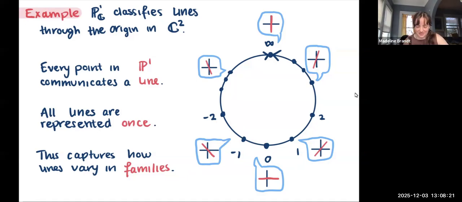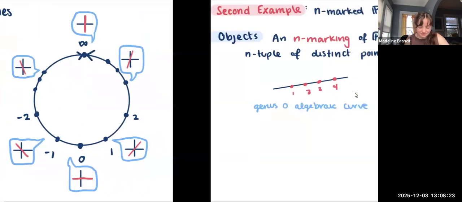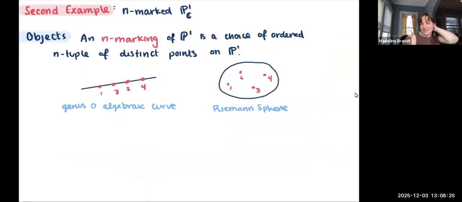So I'll continue. Okay, so here's the second example. I'm going to look at so-called n-marked P1s. And here's what our objects are going to be. The object is going to be an n-marking of P1, which is a choice of ordered n-tuples of distinct points on the P1.